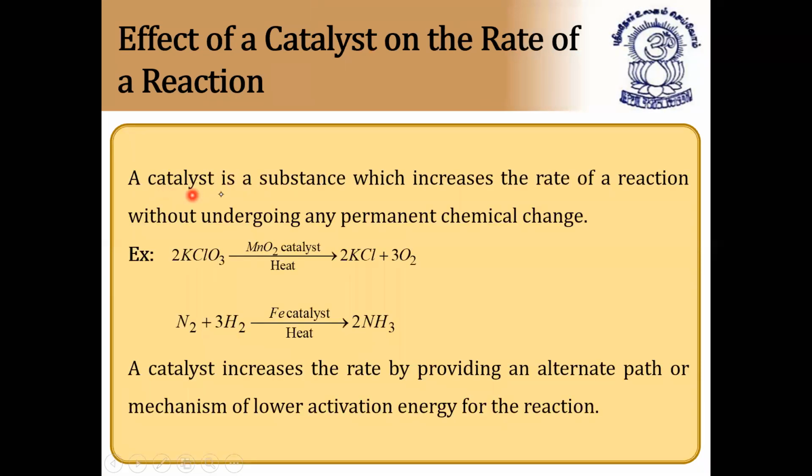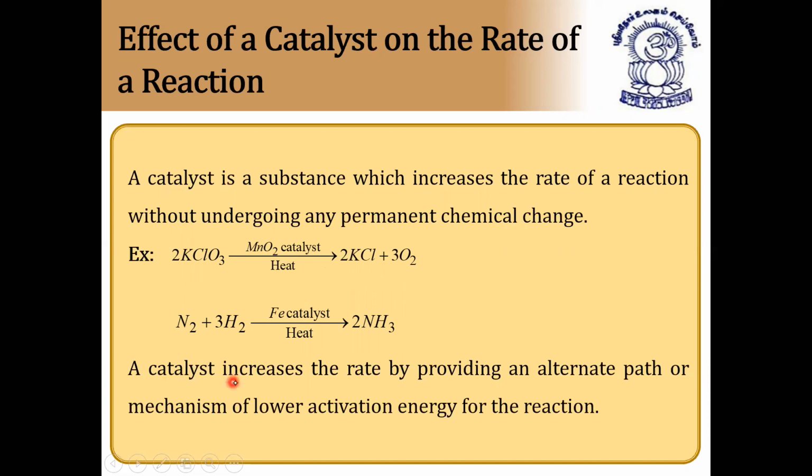A catalyst is a substance which increases the rate of reaction without undergoing any permanent chemical change. So, for example, 2 moles of potassium chlorate in the presence of manganese dioxide as catalyst, on heating forms potassium chloride plus oxygen. Here the catalyst is MnO2. And nitrogen, this is called Haber's process: nitrogen reacts with hydrogen in the presence of iron as catalyst and forms ammonia.